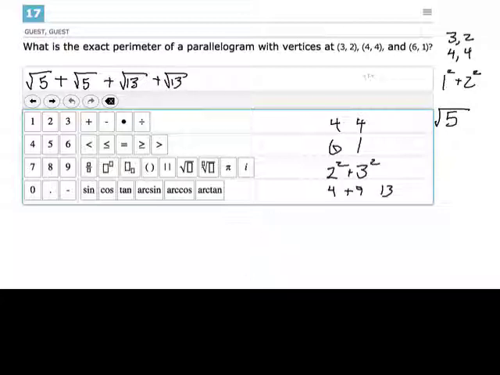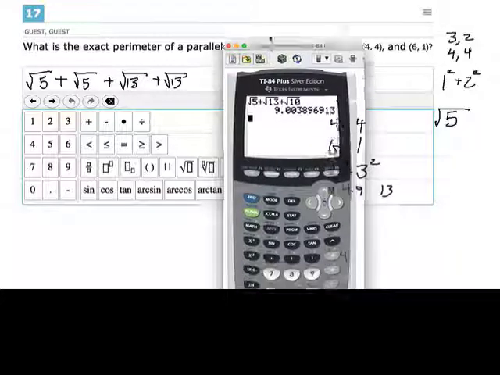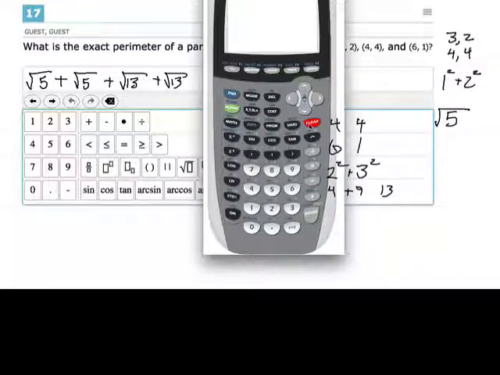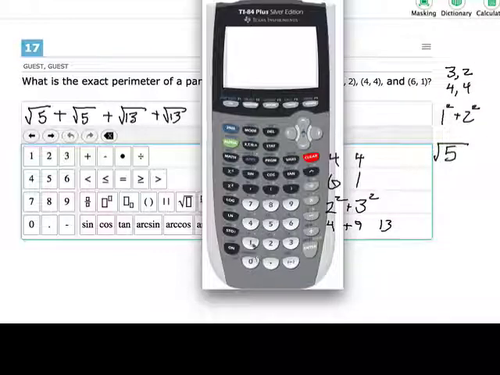Now let's use the calculator to figure that out. Don't try to do that in your head. Let's see if we get an exact number. Square root of 5, right arrow, plus the square root of 5, right arrow. The right arrow just makes it so you're done with that radical. Plus the square root of 13, right arrow, plus the square root of 13, right arrow. Oh, I didn't get the plus in there. Plus the square root of 13. And we'll delete that and enter.